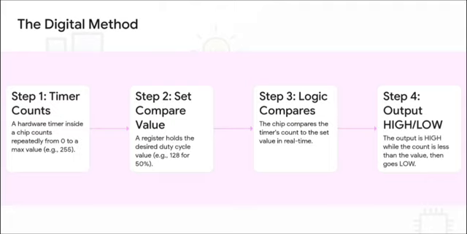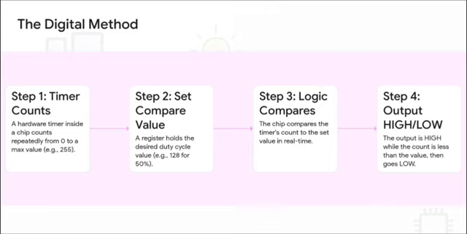It's constantly comparing two numbers: the current count of the timer and the number you stored in the compare register. The logic is simple. As long as the timer's count is less than your compare value, the output pin is high. So it's high for counts 0, 1, 2, all the way to 127. The moment the timer hits 128, the logic flips the output pin to low, and it stays low for the rest of the count, all the way up to 255. Then the timer resets, and the whole thing starts over, thousands of times a second.